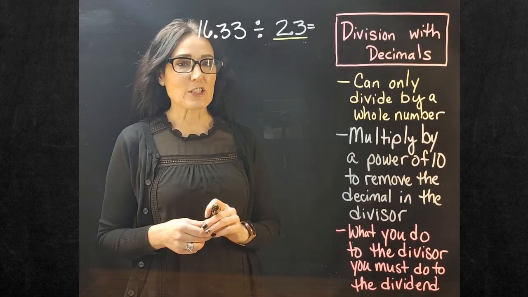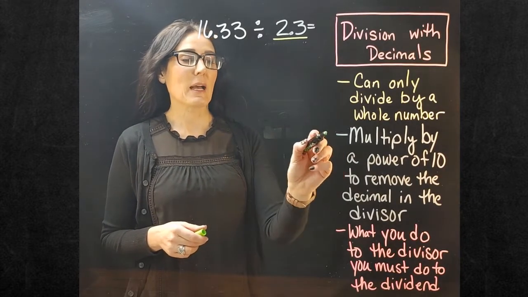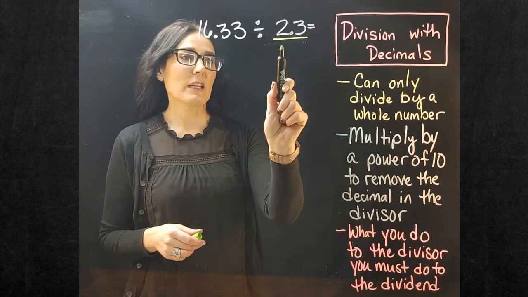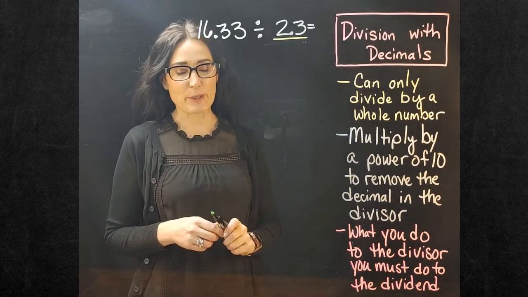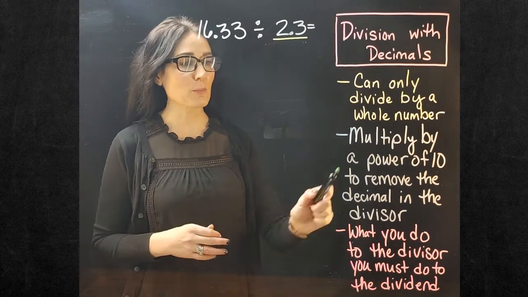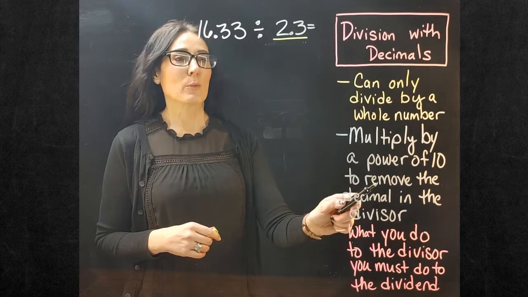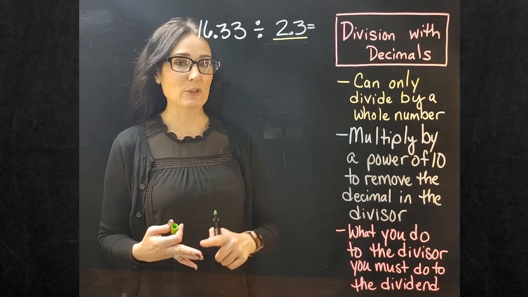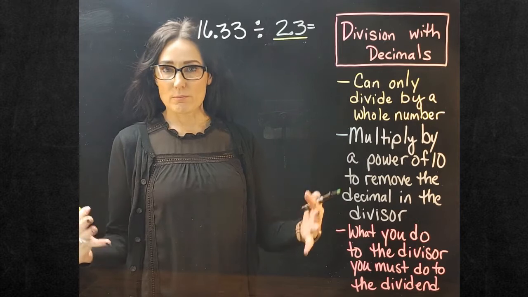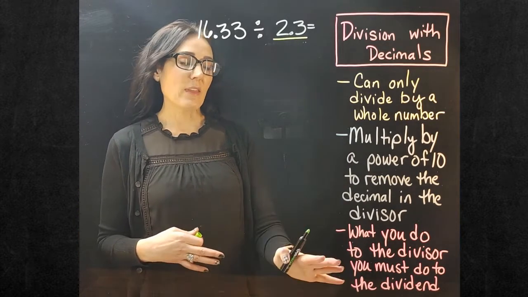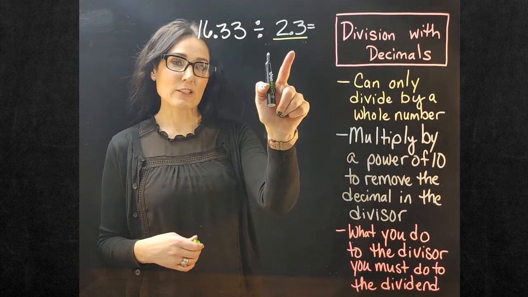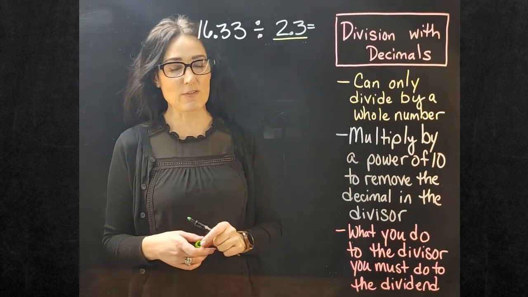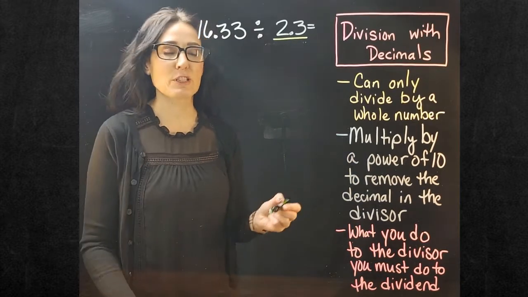So the first thing you need to know is that you cannot divide by a decimal. So we are going to have to change this into a whole number. Now to do that, we're going to have to multiply by a power of 10, which means we'll multiply by 10, 100, or 1,000, or more if you need to. And then what we do to this divisor, we also have to do to the dividend. So let's take a look at how we would solve this.